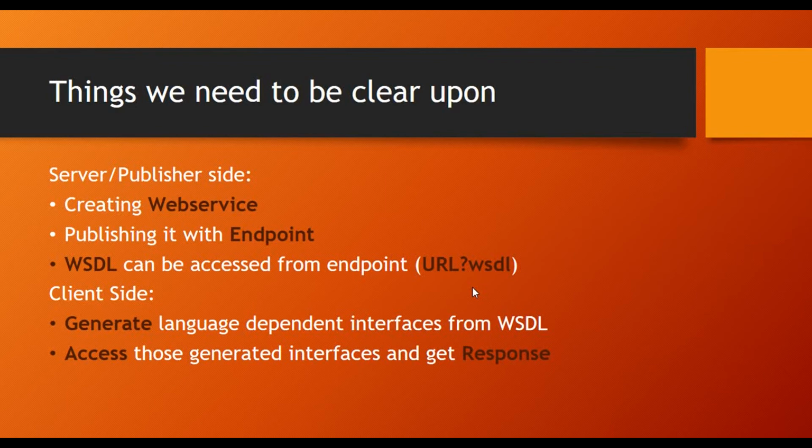After that, the WSDL is created. That WSDL resides on a particular URL called the endpoint. Now the WSDL can be accessed from the endpoint. How? We'll see it. So that is it; the server part is done. We have already created a WSDL. Now we will give that WSDL URL, or the endpoint, to the client.